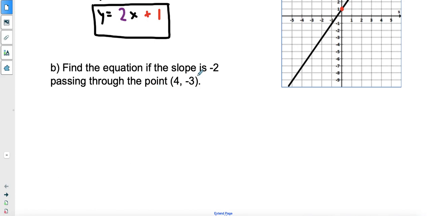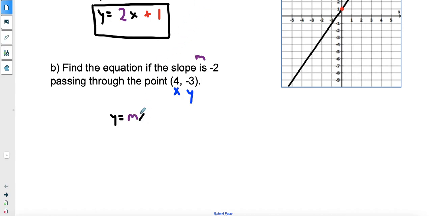So I want to find the equation if the slope is negative 2 and it passes through the point (4, -3). So what do we know? First of all, we know m is equal to negative 2. And we know the point is (4, -3). So when x is equal to 4, y is equal to negative 3. What we can do is plug this information into our equation of a line.